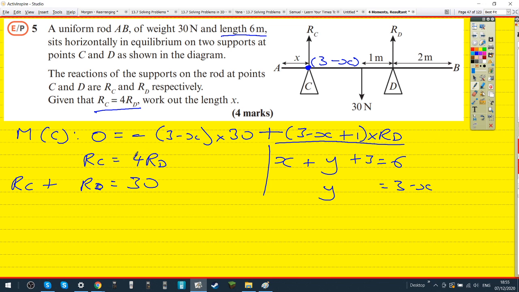Reaction at C is equal to 4 RD. These two are simultaneous equations: RC, RD, RC, RD. And so I need to now sub in. So if I put in 4RD plus RD equals 30. Yep.